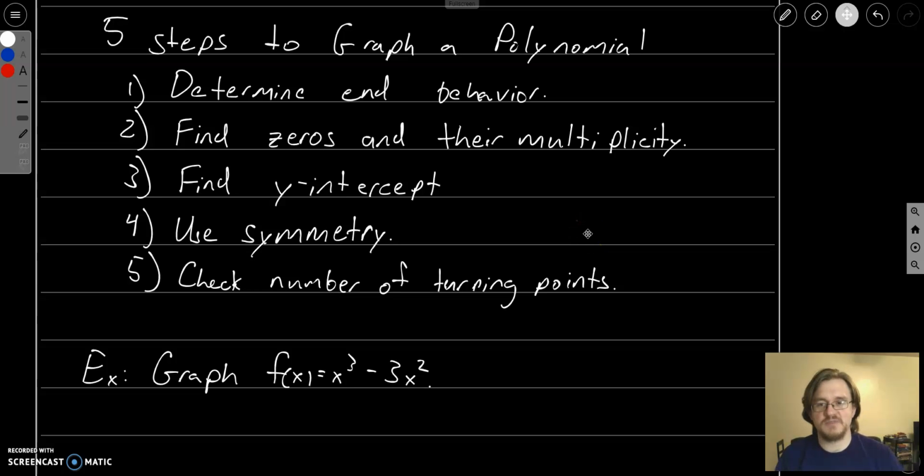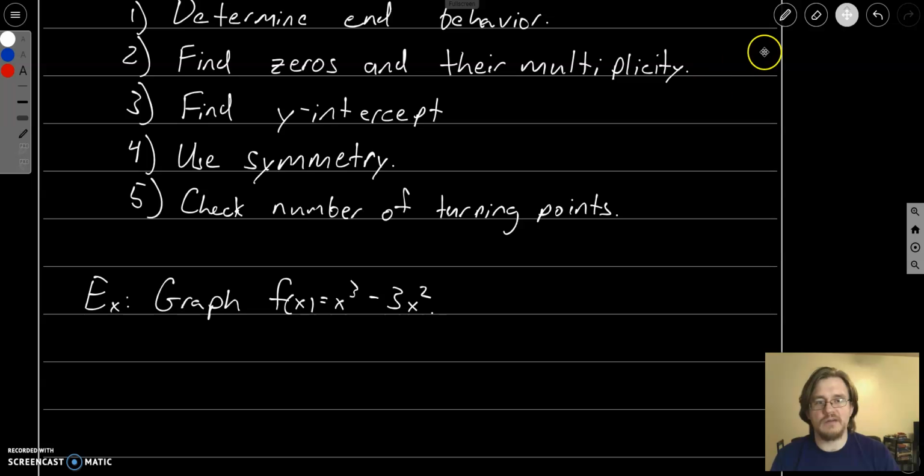Hello. So as promised, let's go through the graph of this function. And we'll just look at all of these points so that we know exactly how to graph it. So the first is to determine the end behavior of the graph. So the end behavior for point 1, we want to look at the leading term.